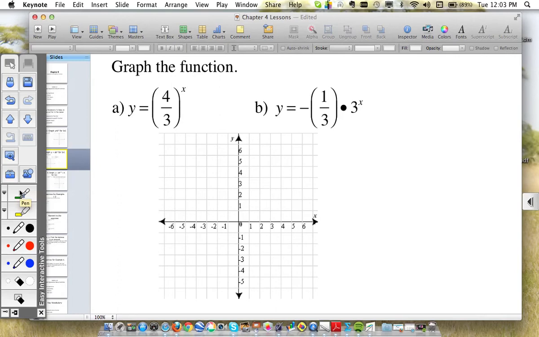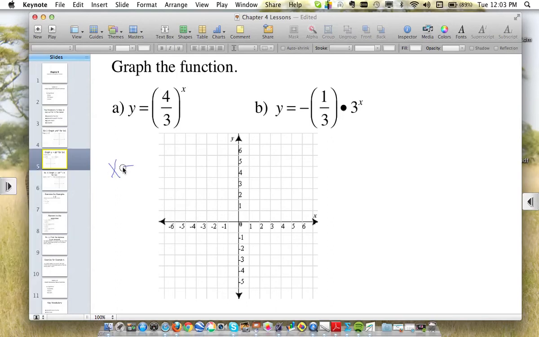Really, all we need to do is worry about the first two main points. So let's figure out what y is equal to when x is equal to 0 and when it's equal to 1. Two main basic points. We already know that if x is 0, then y would equal 1. Anything raised to the 0 power is equal to 1. And if x is equal to 1, then y is going to be 4/3. We're graphing this first function over here. So a little more than 1, about 1 1/3.